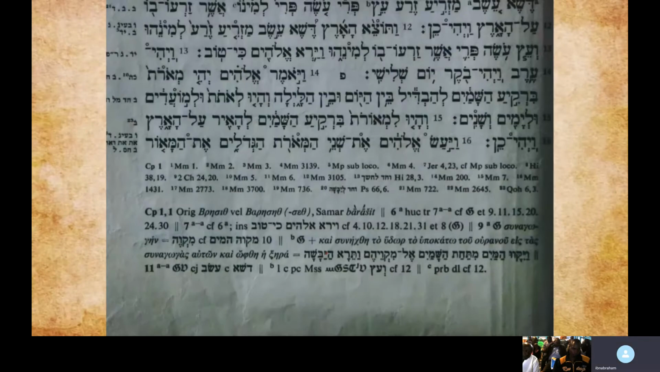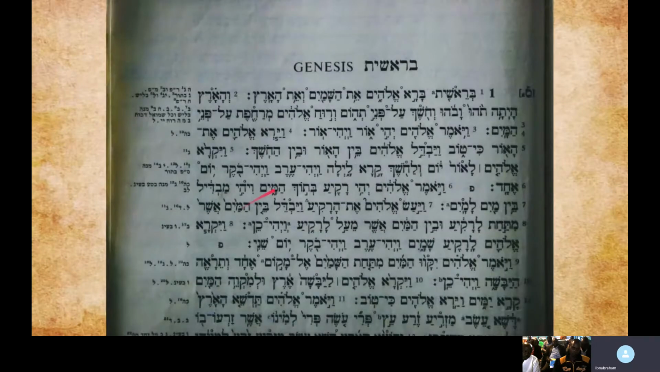Now, in the Hebrew Bible, we have, this is the bottom of chapter 1 again. I don't need that. I'm going backward. That's why it's going on.